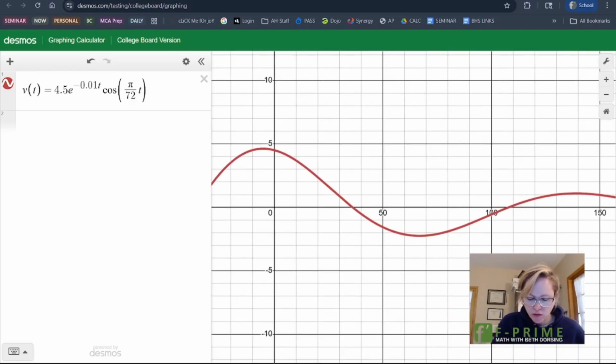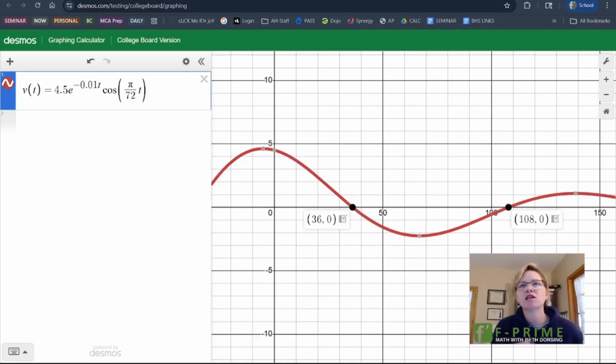But I have this viewing window right here, and I have to see everything from 0 to 120, so I'm going to zoom out far enough to see everything. And then all I have to do in Desmos is tap those x-intercepts, and that's going to give me the two places where we have a direction change. And I see that I'm changing direction because at that 36.0 value, above the x-axis is where I'm going to have positive velocity, so I'm moving to the right.